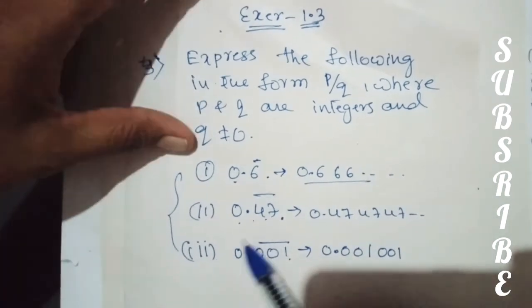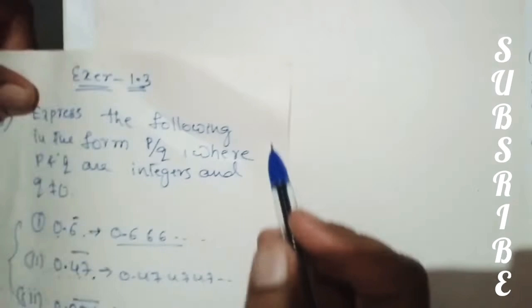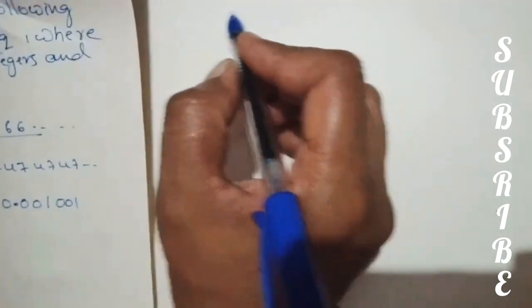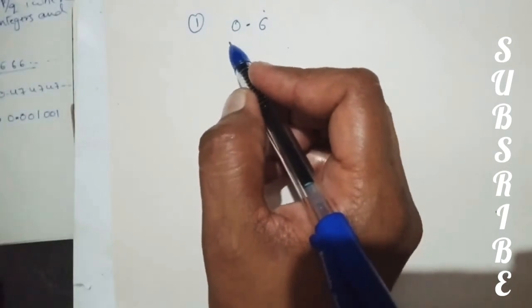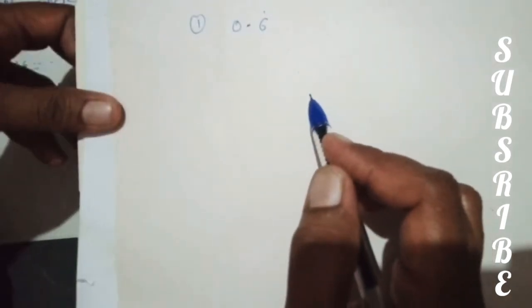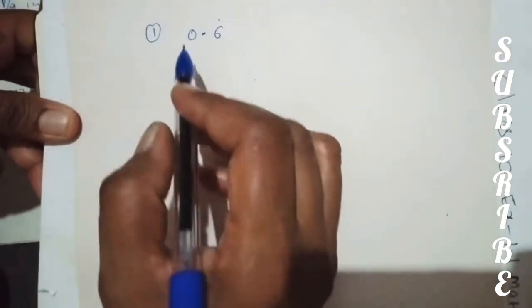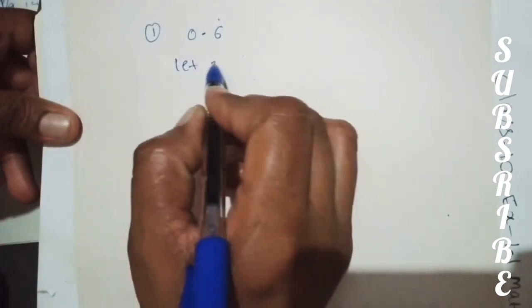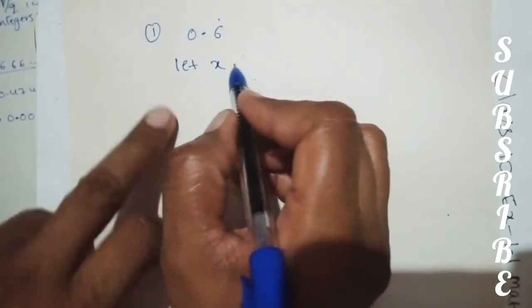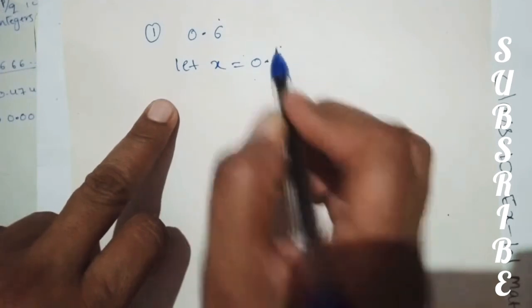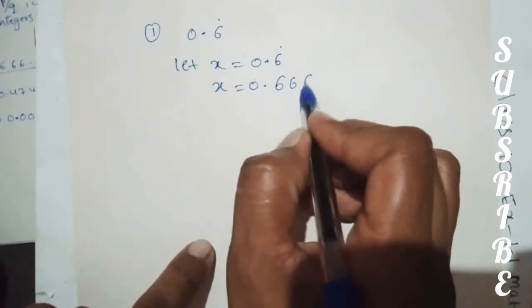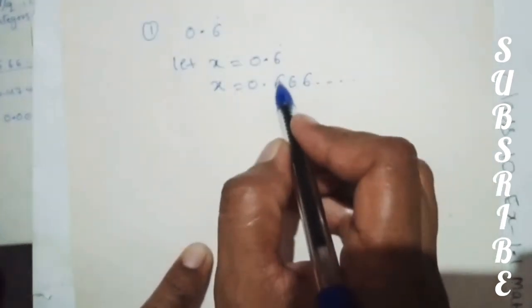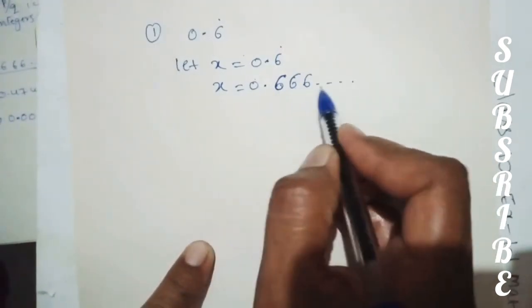Okay, now first one by one I will solve. First one, what we have here? First one, it is 0.6 recurring. Is it repeating digit? It is recurring, you can say here. So what are you going to do here? There is a procedure, you have to follow that one. Let x is equal to 0.6 recurring, or you can write x is equal to 0.666, something like this. See here children, 666 repeating it is.